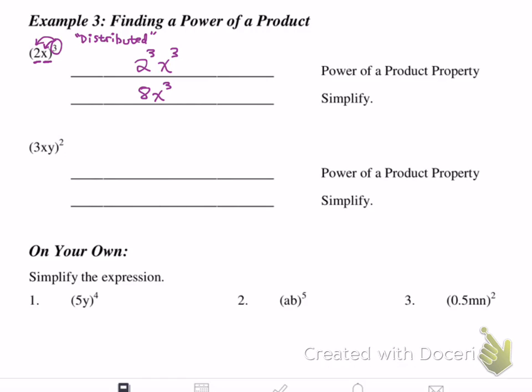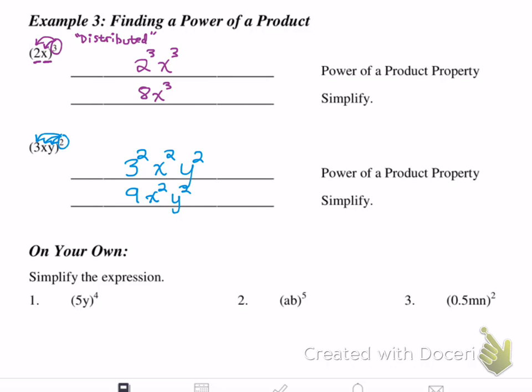The next example here we have the group 3 times x times y all raised to the 2nd power. Again, we kind of take this 2nd power and distribute it to all three of these bases here. And so we get 3 squared times x squared times y squared. We know 3 squared is 9. x squared we just leave it. y squared we also leave it. So this is my final simplified version of that one.